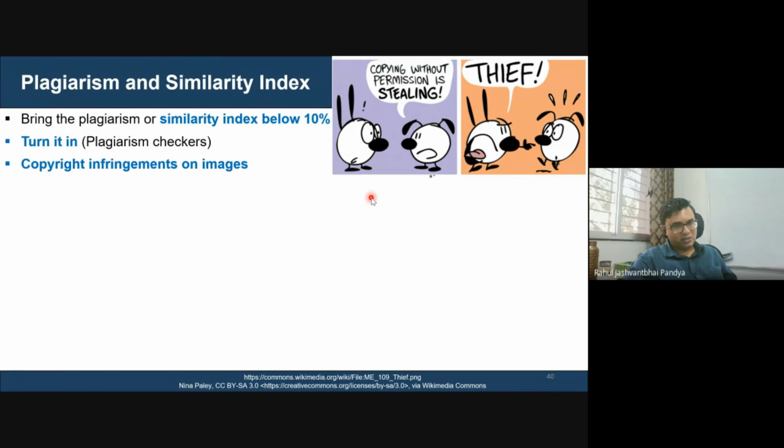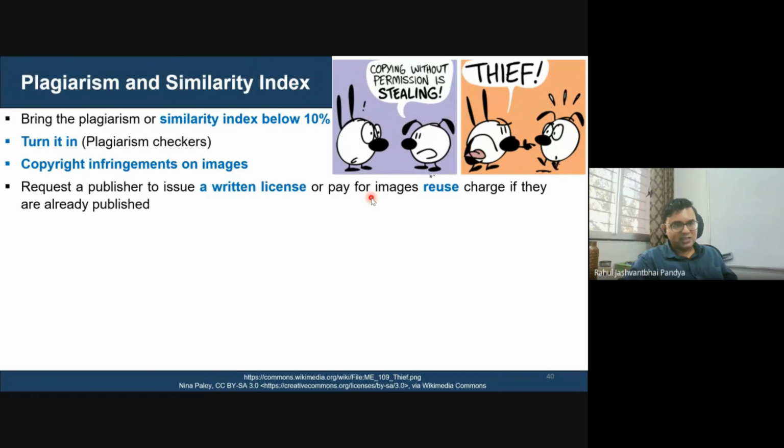So the supervisor should be very careful with their students, because most of the students will copy paste and cite it. That's not sufficient. They have to redraw with their contributions, right? Sometimes we get caught up in this, and then there is a copyright strike, and it looks pretty odd to address those things, right? If you reuse it, we have to take the written license permission from a publisher.